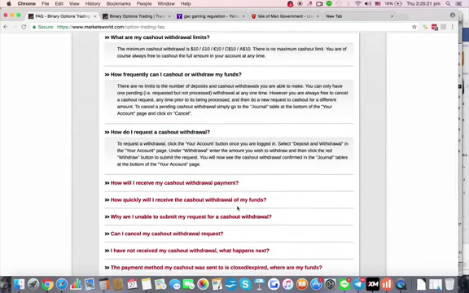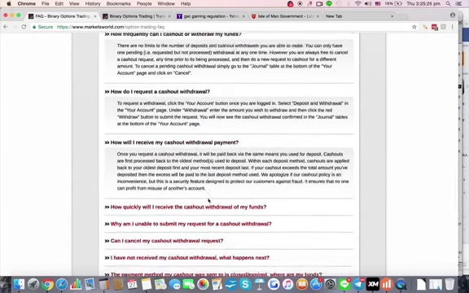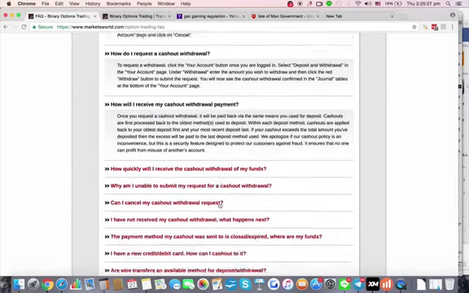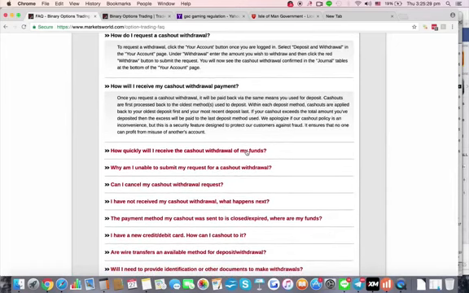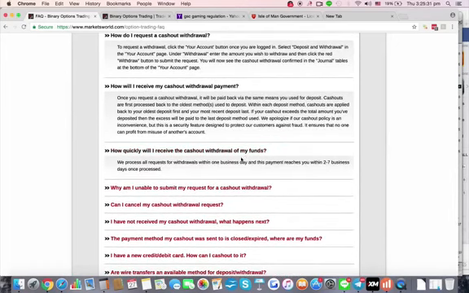Okay. How do I receive my cash out withdrawal payment? Same method used for deposit. That's standard. How quickly will I receive it? Okay. We process within 1 business day and the payment reaches you within 2 to 7 days. So this has been mentioned by some of our members. Basically, it takes 1 day to be processed, and then based on the payment processor, it could take a few more days. So within 2 to 7 business days.